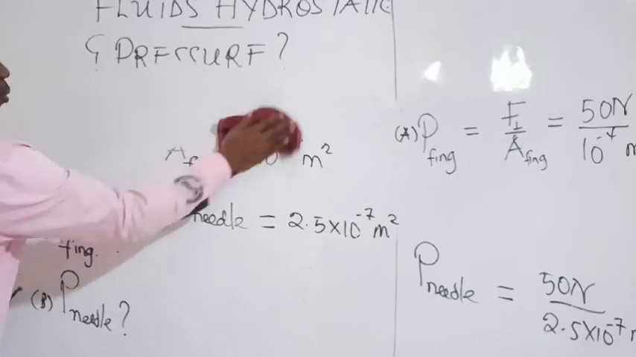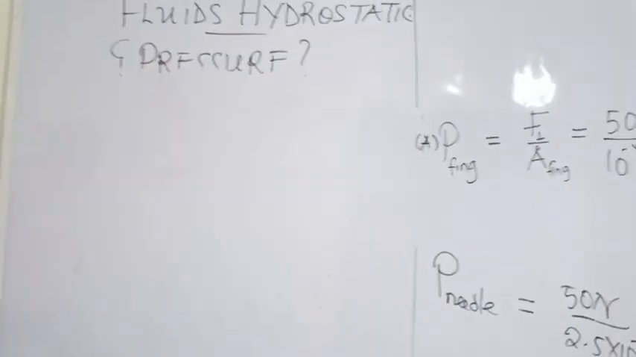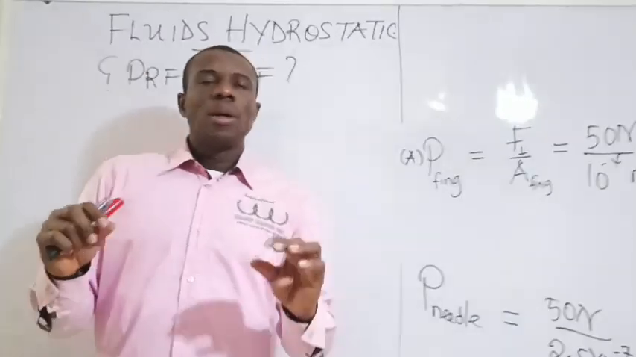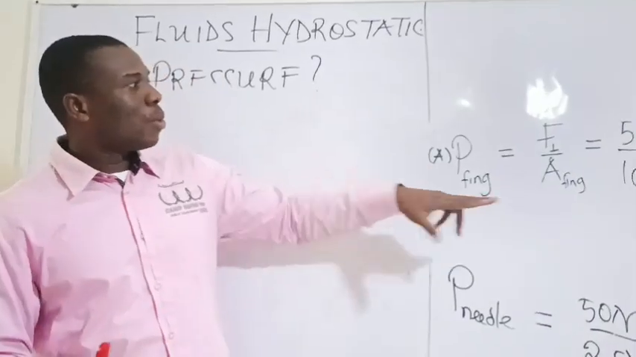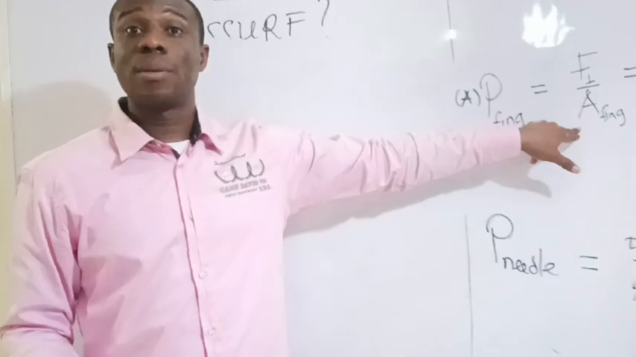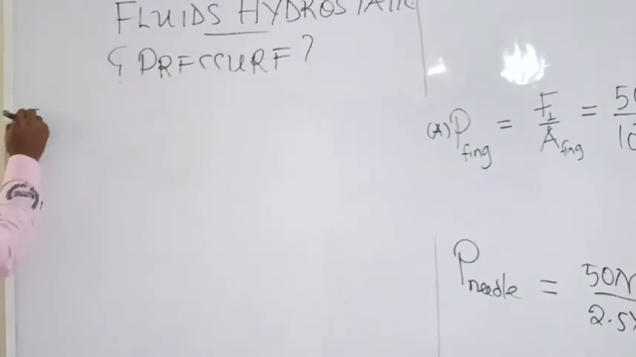Alright, so the next example is really to make you see why I have to introduce the word the perpendicular component of the force. That's what defines pressure per unit area. Alright, so I give you a given also. You have a given.